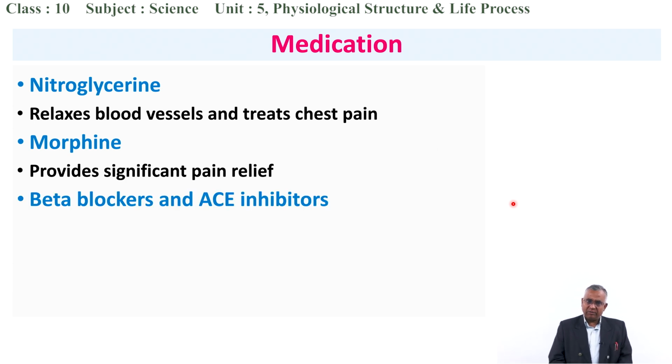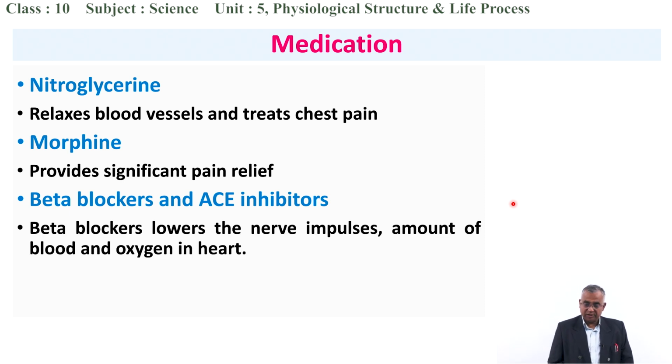Next one is beta blocker and ACE inhibitor. Beta blockers and ACE inhibitors decrease the pressure of blood inside the heart. I can say relaxation and contraction of the heart is made slower, by which pressure does not build up at the place of blockage. So look here, what does it say?